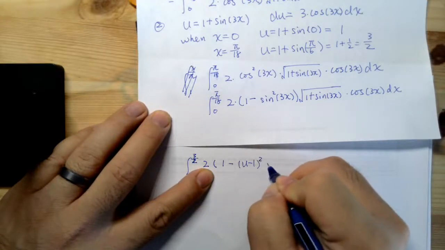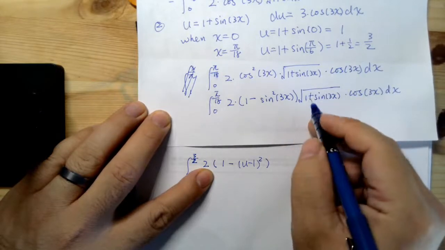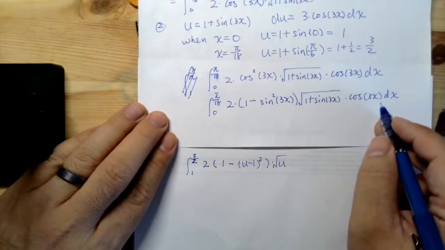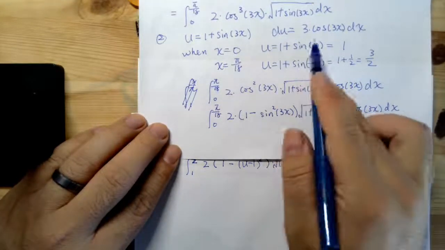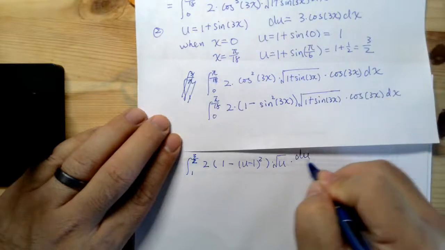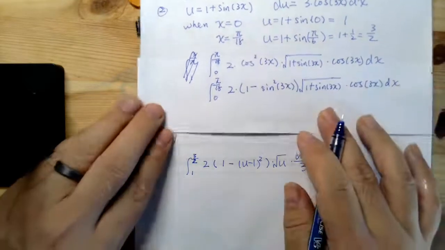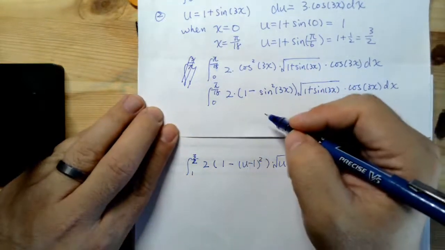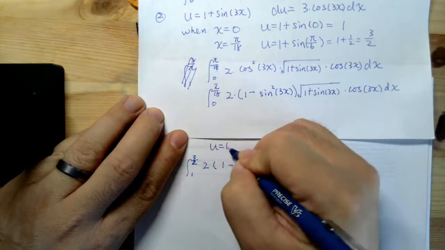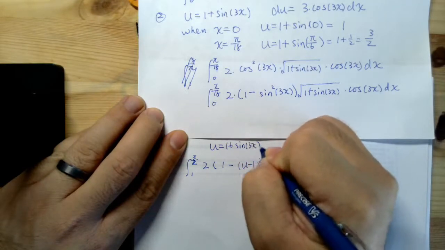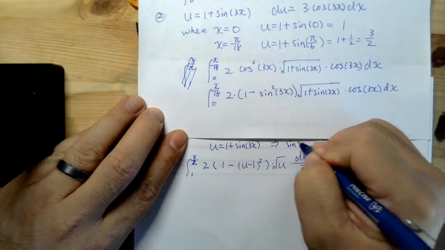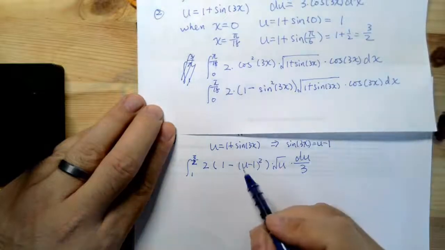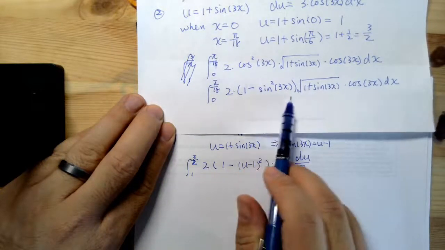u minus 1 squared times, this part is square root of u, and the cosine 3x dx is going to be du over 3. Okay. This part is going to be du over 3. Okay. So let me introduce a little bit about here, guys, because u equals 1 plus sine 3x, then we can get that sine 3x equals u minus 1. So that's why we replace u minus 1 here.